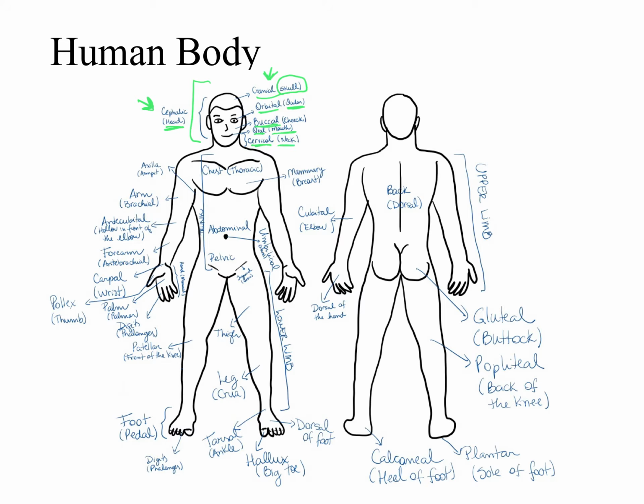Cervical means neck. So you will learn about the cervical vertebrae, and those are the ones that are located in the neck region. Thoracic is the same thing as chest. Abdominal is referring to the belly. And in the abdominal region, we find the navel, which is called umbilical. And below the abdominal region, we have the pelvic region, which is the region in between the two hip bones. And here we have the inguinal region, which is the same thing as the groin.